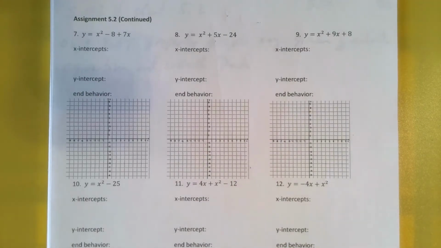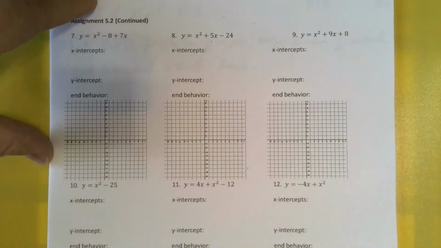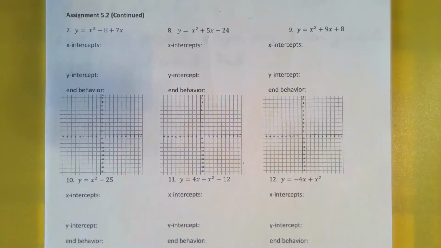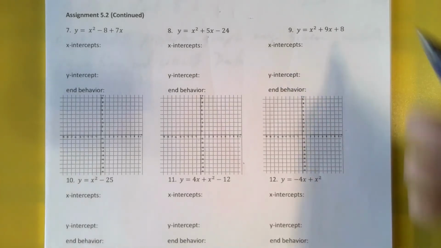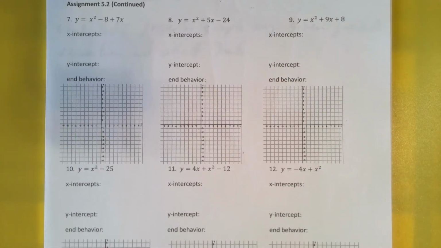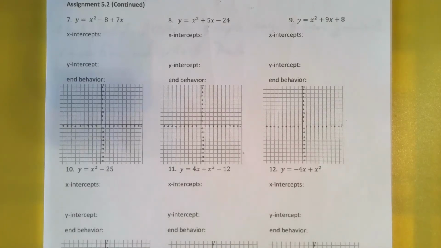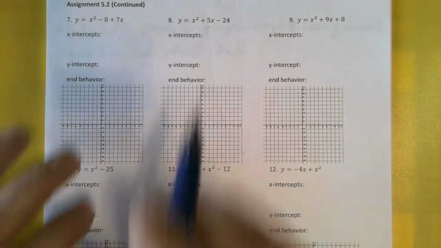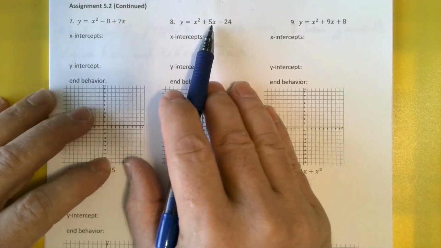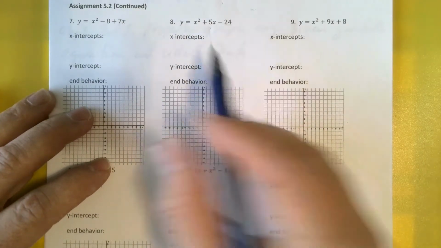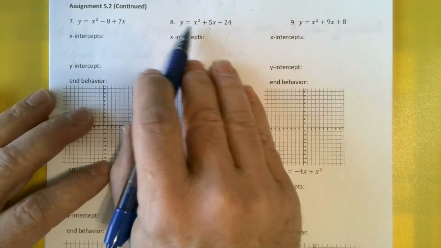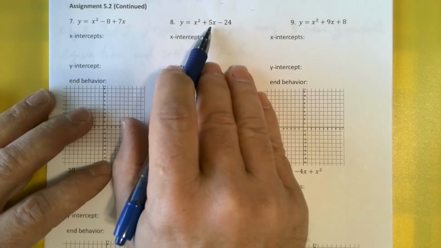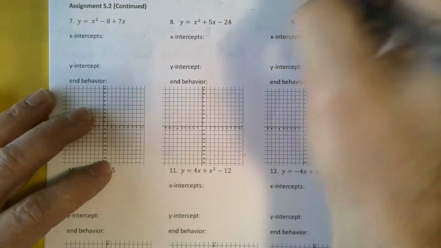Okay, alrighty. Now what we're going to do is walk through what I expect as far as what I want to see on this assignment. There are 12 questions and they're all the same, and then there are some review questions at the bottom. So this is what we got. Let's say we're going to do number 8 right here. For starters, I would want to try and factor this. Okay, so can anybody factor x squared plus 5x minus 24 for me?